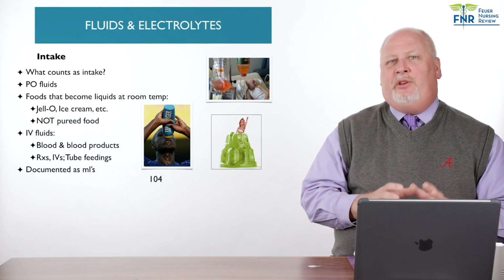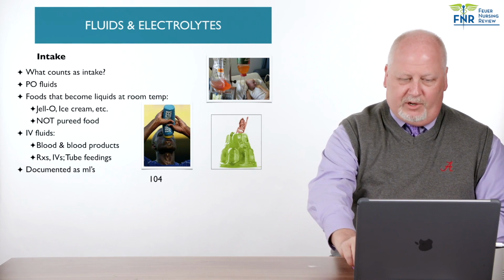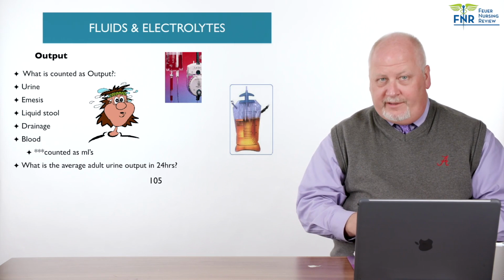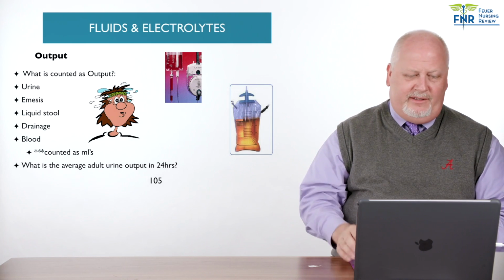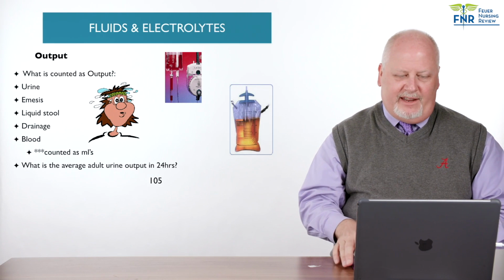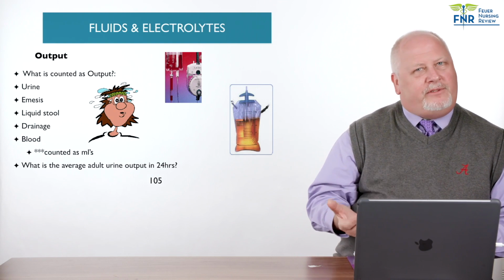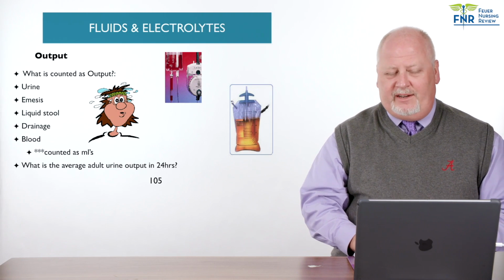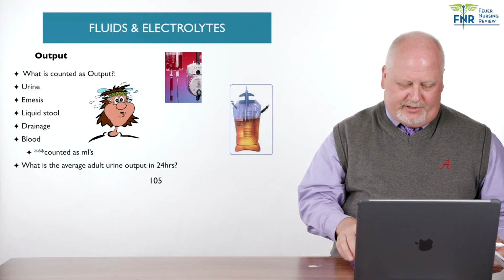And when you're documenting intake, you want to document this in milliliters, and that's how you're going to want to record it. What's considered output? Urine, vomiting, so emesis, liquid stool, diarrhea, any drainage from a wound, whether it's in a JP or some type of drainage container, and blood as well. You'll notice that on an OR report for surgery, it'll say how much blood was lost during that surgery, and that's documented as milliliters. Those are things that you want to make sure you're documenting whenever you're looking at output.